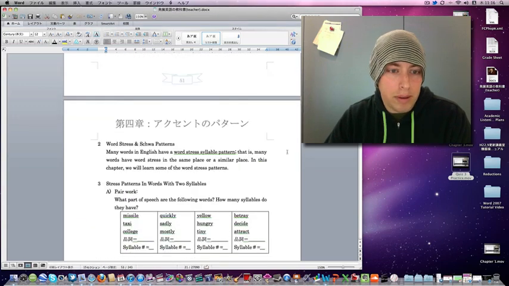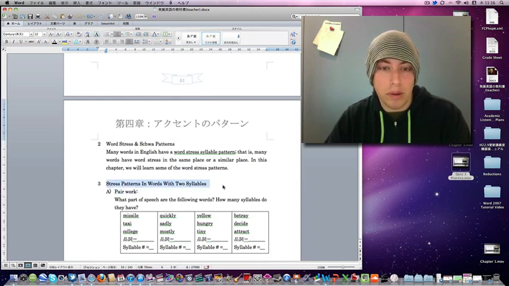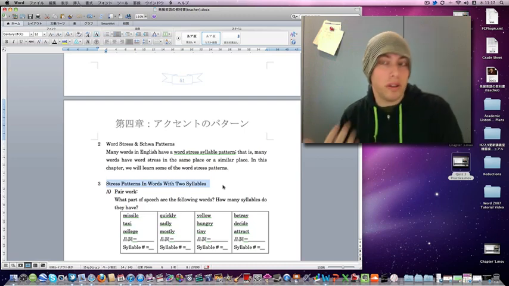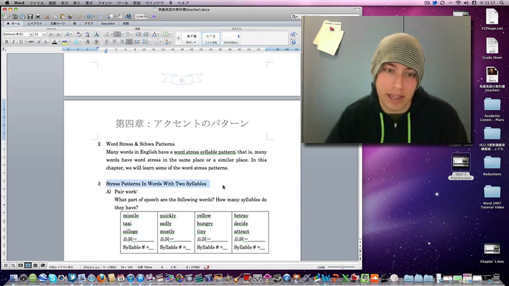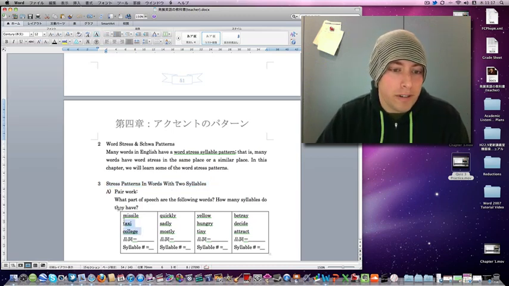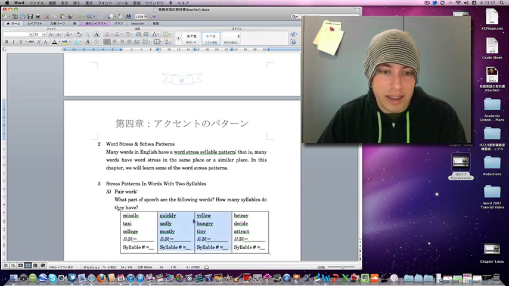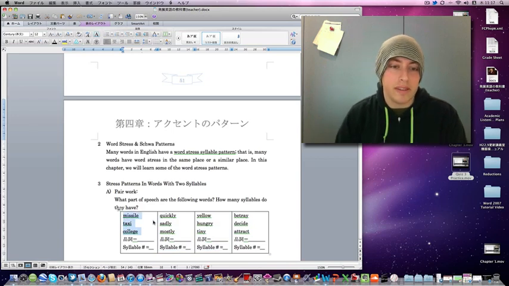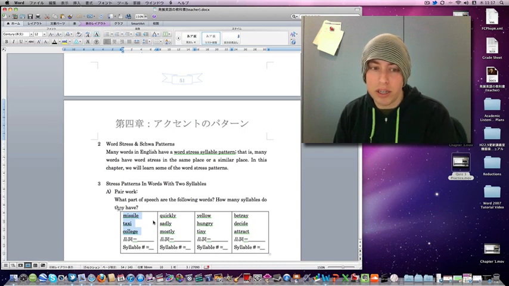So at the very top, this is stress patterns in words with 2 syllables. Many English words with 2 syllables have a very easy stress pattern, and essentially it goes something like this. So first, go through all of these words and find where the word stress is. So for example, this is missile, taxi, college.